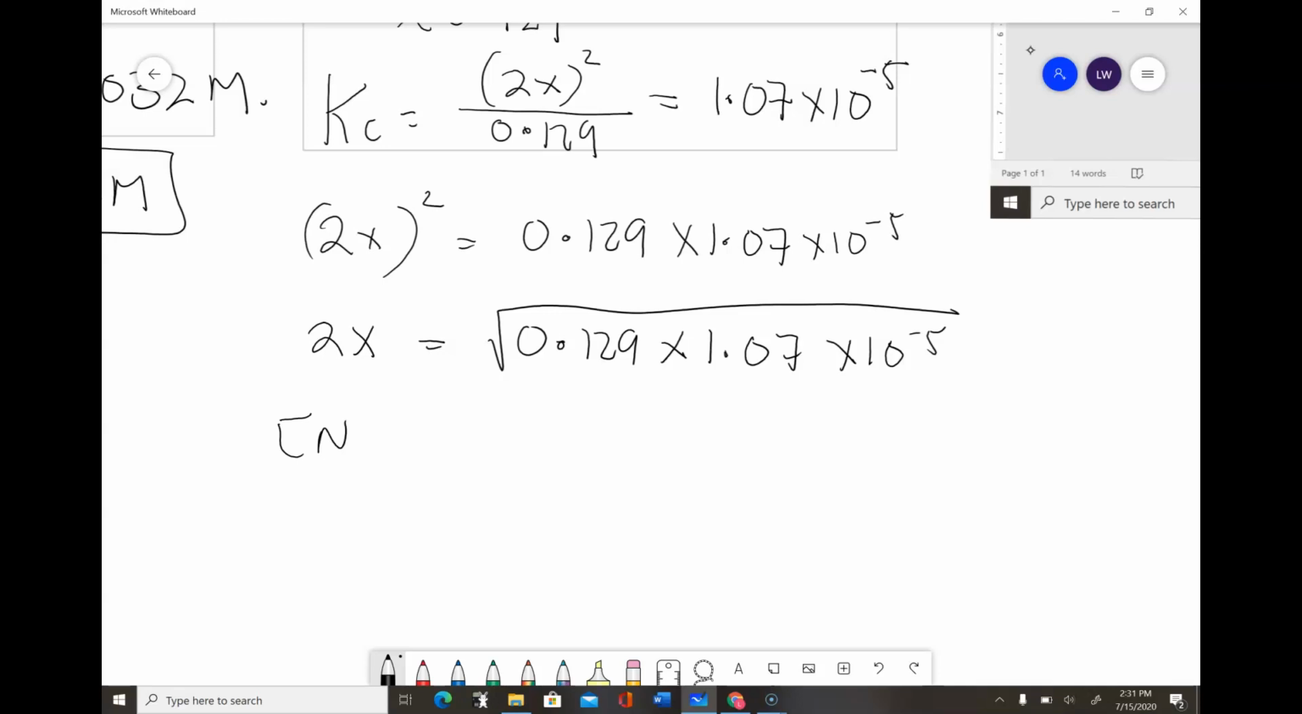So our concentration of NO2 equals 2x, and that just equals that square root of 0.129 times 1.07 by 10 to the minus 5, and that ends up being 1.17 by 10 to the minus 3 moles per liter. Okay, I think that's right.